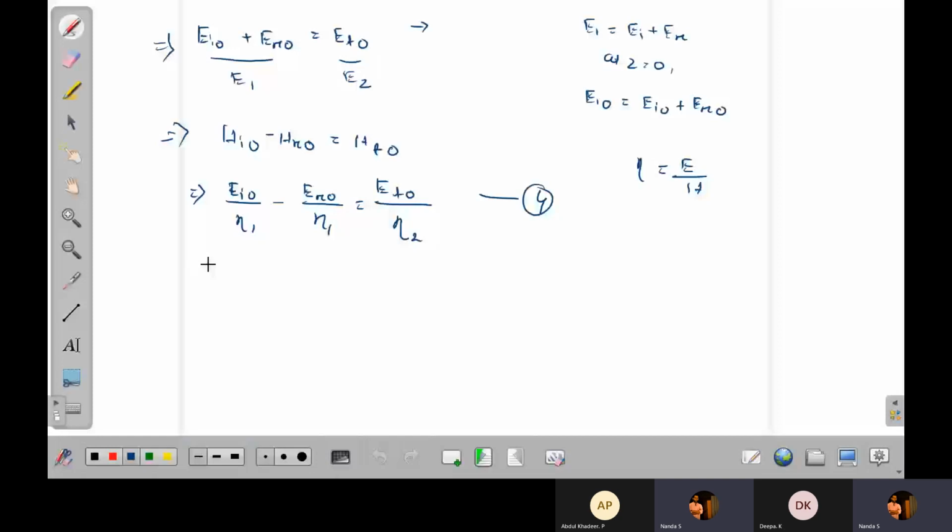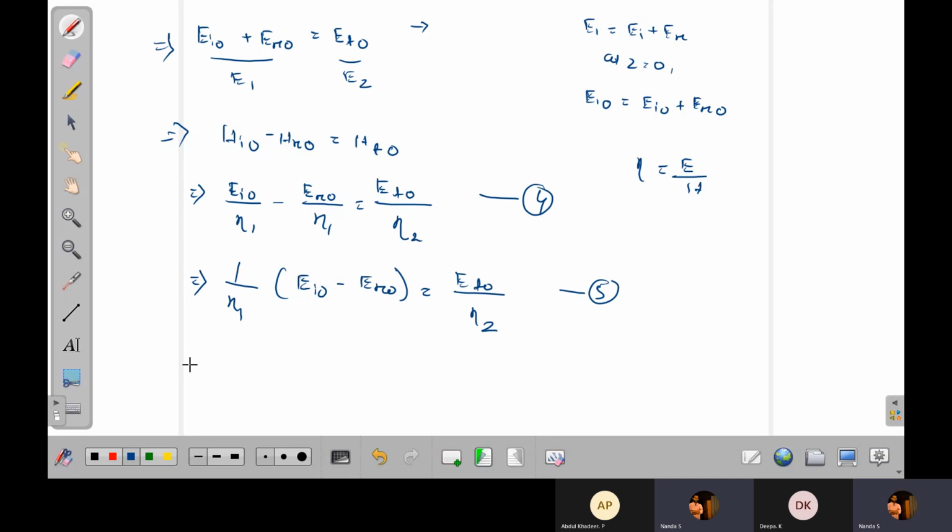Okay, now that implies, if I take 1 by eta 1 common, so 1 by eta 1 whole into EI0 minus ER0 is equal to ET0 divided by eta 2. Let this be equation 5. Okay, got it, how I am writing? I have just taken this 1 by eta 1 as common and I have written the equation.